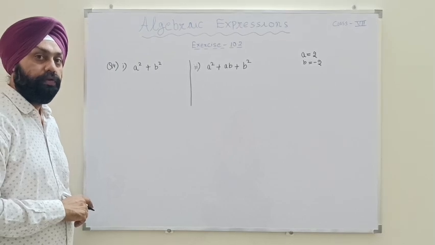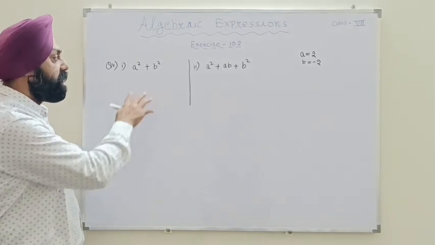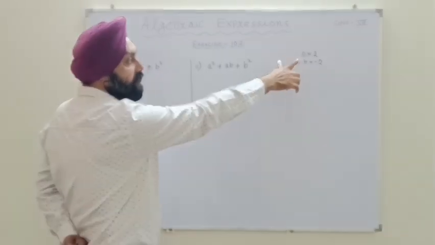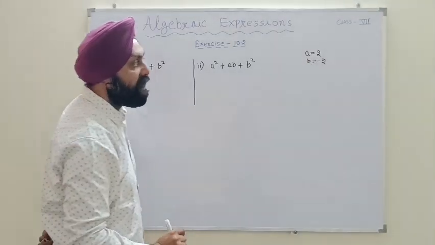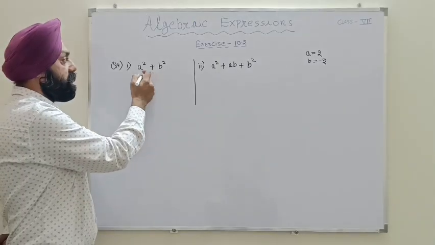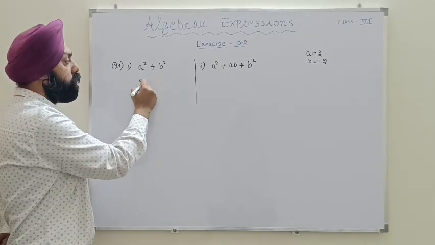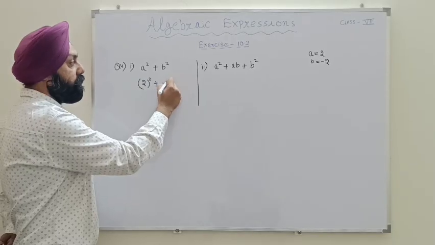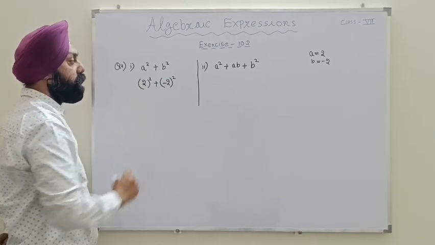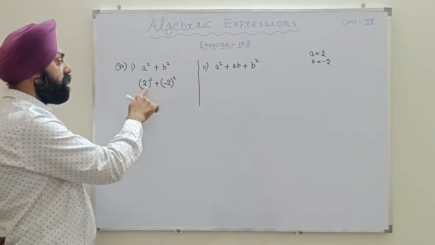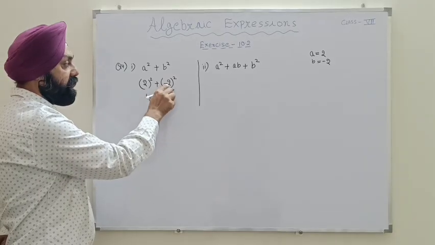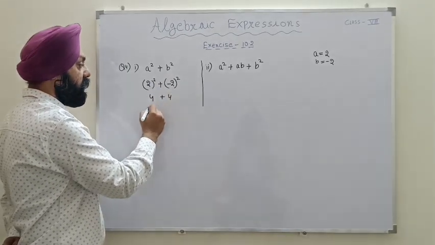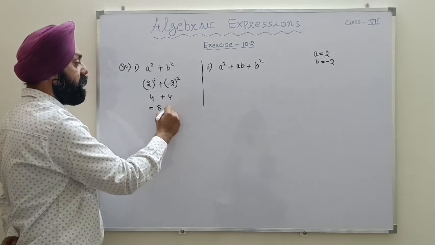Moving on to the fourth question, first part, the variables have changed to a and b, and the values that we have to put are a equals 2 and b equals minus 2. So very easy. In place of a we will write 2 with the power of 2, and b is given as minus 2, raised to the power of 2. Whenever we solve 2 square, it is 4, and minus 2 square will give again positive 4. So the answer is positive 8 for this expression.